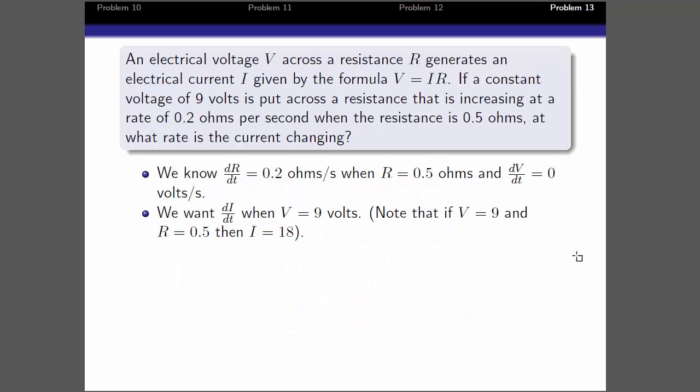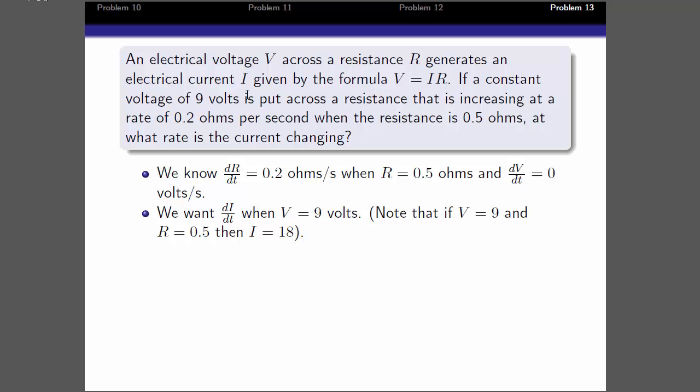Alright, up next, an electric voltage V across the resistor R generates an electric current I given by the formula V equals IR. Okay, I know absolutely nothing about electricity. It's like a magic fire that makes things happen, okay? So that's okay. We don't have to know much about electricity. We just read the problem. It told us the formula.